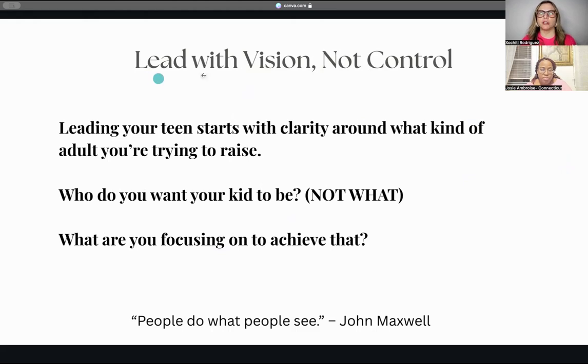Lead with vision, not control. What does that mean to you guys? Can you share in the chat? What do you think lead with vision and not control is? What does that mean to you?